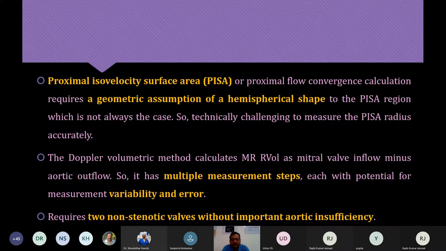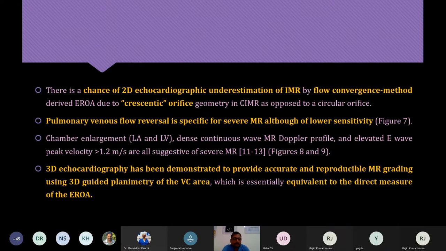The Doppler volumetric method calculates regurgitant volume as the mitral inflow minus the aortic outflow. So it has multiple measurement steps, each with the potential for measurement variability or error. And if there is associated aortic regurgitation, then the calculation becomes worse. It requires two non-stenotic valves without important aortic insufficiency. That's why whenever you are calculating MR by a quantitative measure, make sure that aortic incompetence is not very significant. Even with a mild aortic incompetence, your values change too much from the actual values.